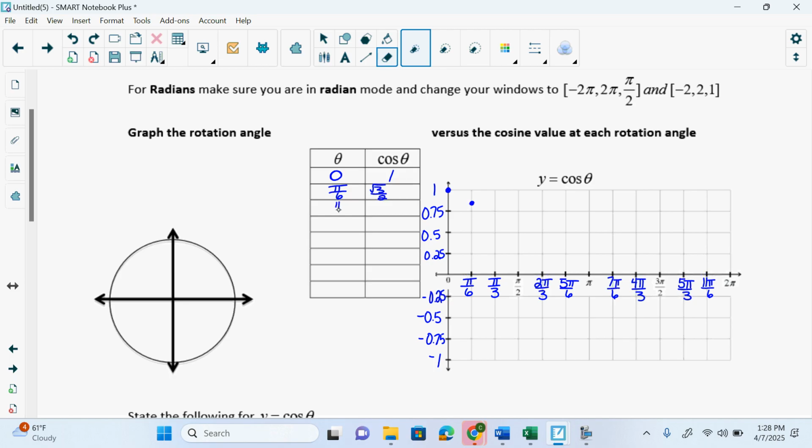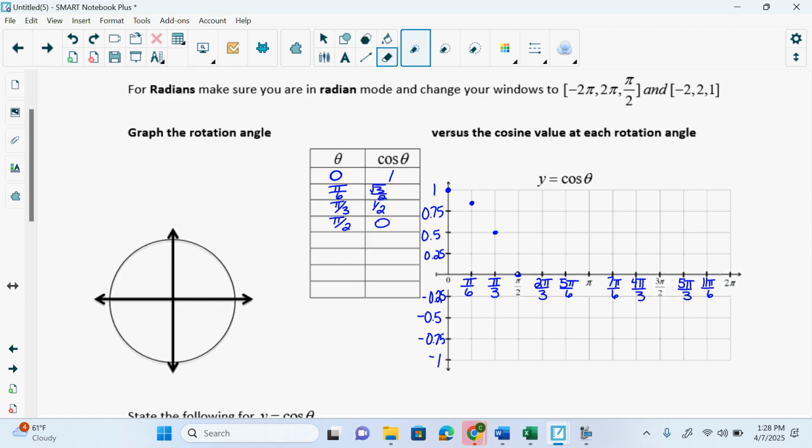What is cosine pi over 3? 1 over 2, 0.5. And we have pi over 2. What's cosine pi over 2? 0. So you see how our y values on cos are actually coming from the x values, which I know is confusing. It's not my first rodeo with confusing people with it.